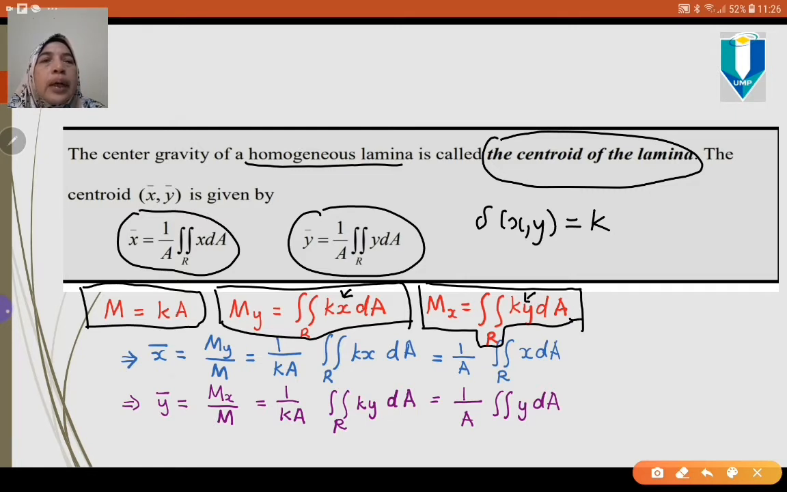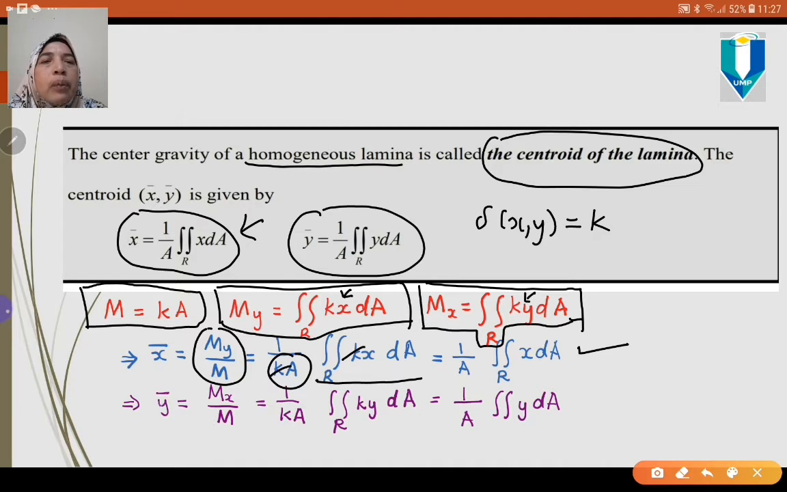So when you calculate the center of gravity of the homogeneous lamina, you use that formula for x bar. You substitute values for m to get this value, and this is the moment about the y-axis. You notice that the k value cancels off and you get that value, which is actually the same as the centroid of lamina for the x bar.